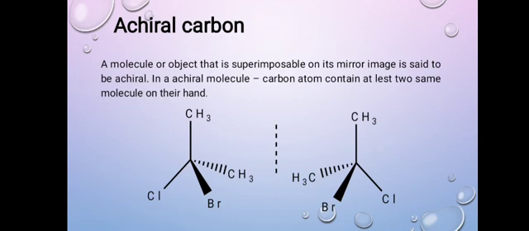A molecule or object that is superimposable on its mirror image is said to be achiral. In an achiral molecule, the carbon contains at least two identical groups in its structure.